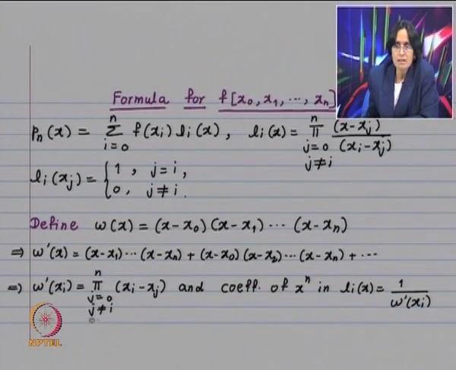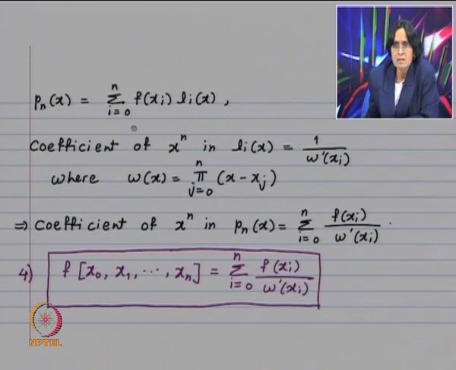So, w dash at x i is this product, and the coefficient of x raised to n in L i x, that was precisely this. So, this is going to be 1 upon w dash x i. This is the coefficient of x raised to n in L i x. We are interested in the coefficient of x raised to n in p n x, so we will multiply by f x i and add it up. So, p n x is this. The coefficient of x raised to n in p n x will be summation i goes from 0 to n, f x i upon w dash x i. So, this is nothing but the divided difference: summation i goes from 0 to n, f x i upon w dash x i.